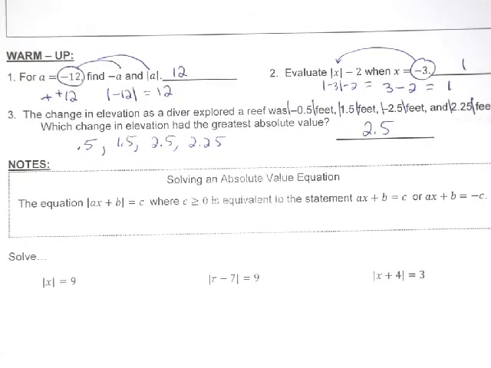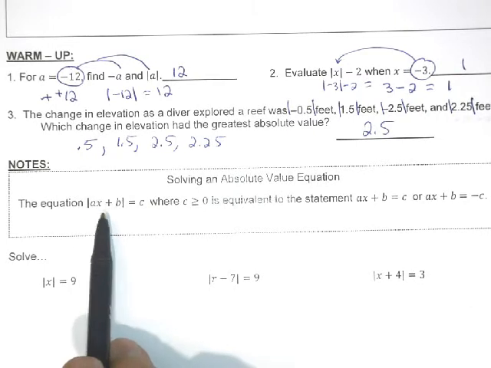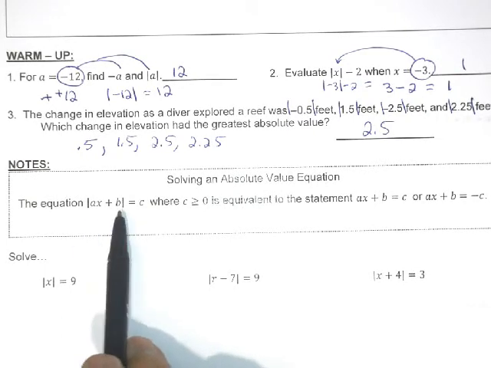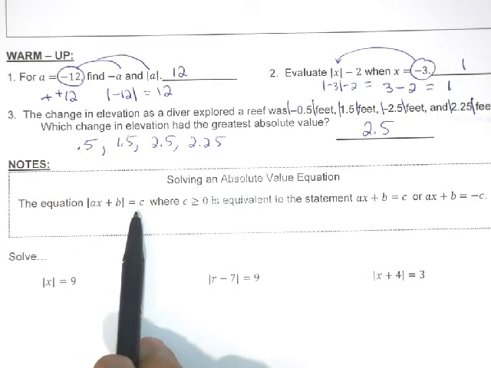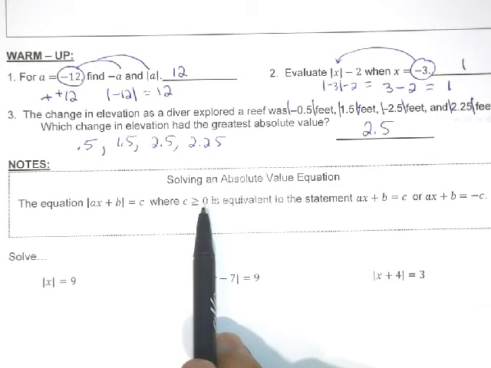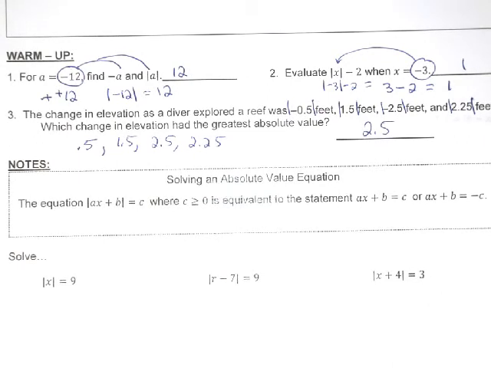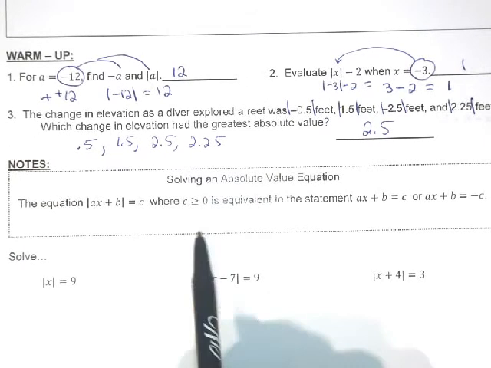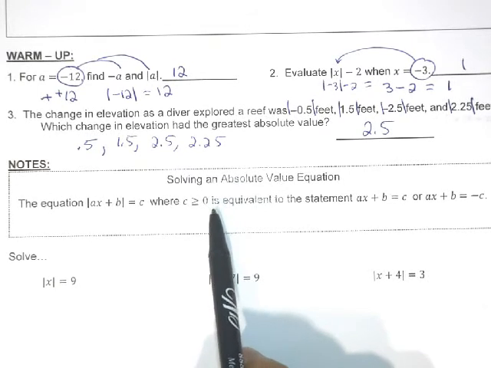On your notes already here, let's slide this over so we can see it. You should have here solving an absolute value equation. So the equation here, once you get it down to the absolute value of ax plus b equals c, we know the c has to be greater than or equal to 0. That's very important when we get into the second set of notes as well.